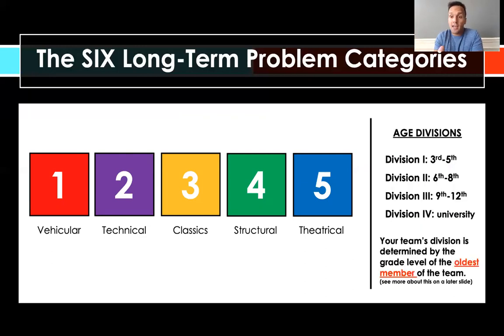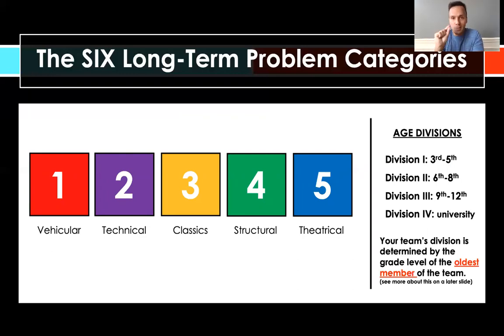Now, the one thing I mentioned casually a second ago was this notion of age division. So Odyssey of the Mind is divided into 4 divisions. So you have Division 1, which includes students in 3rd through 5th grade. Division 2, which includes students in 6th through 8th grade. Division 3, which is high school, grades 9 through 12. Division 4, which is university, college, and military teams as well, if they choose to compete.